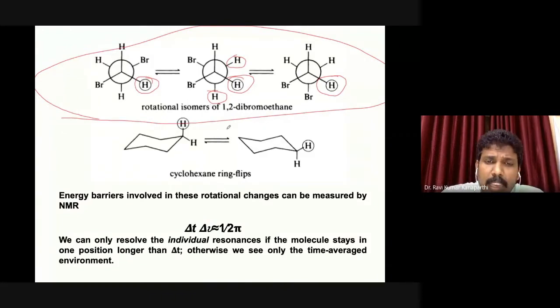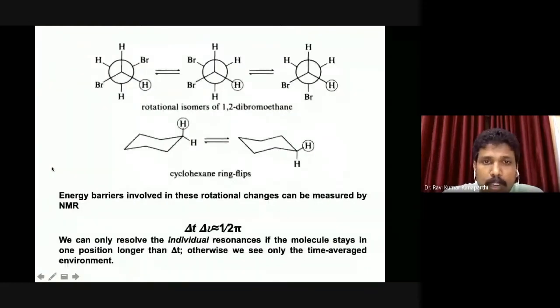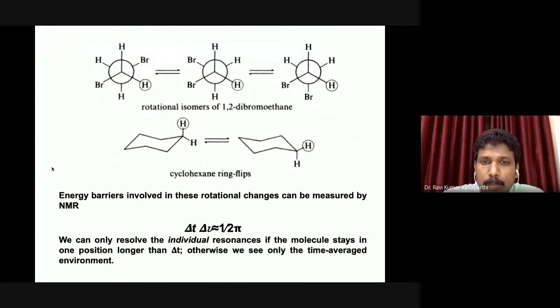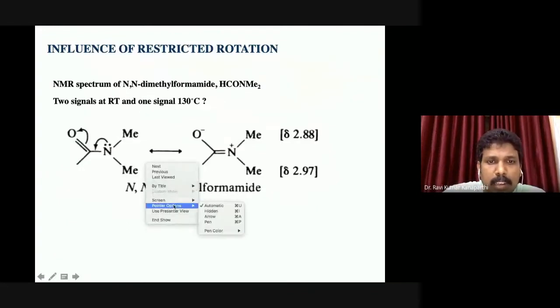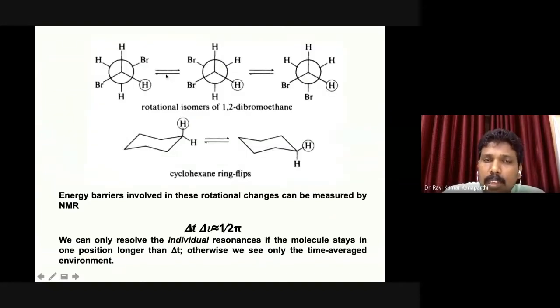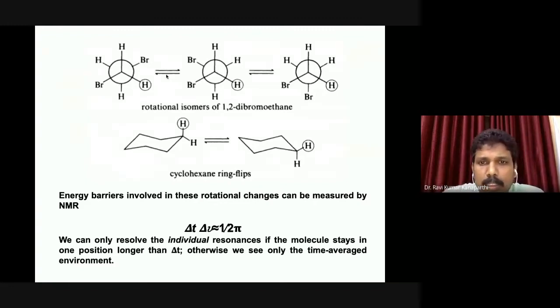Now, again, why do we see one signal at a higher temperature, whether it is this compound or this particular compound, the N,N-dimethylformamide, which I have discussed previously? Why are they showing one particular signal? I think I mentioned this, right? At room temperature we see a different thing, but when you increase the temperature, we only see one particular NMR signal, right? And similarly here, at room temperature we will see only one signal, but when you lower the temperature, you will see different signals. So the concept is the same.